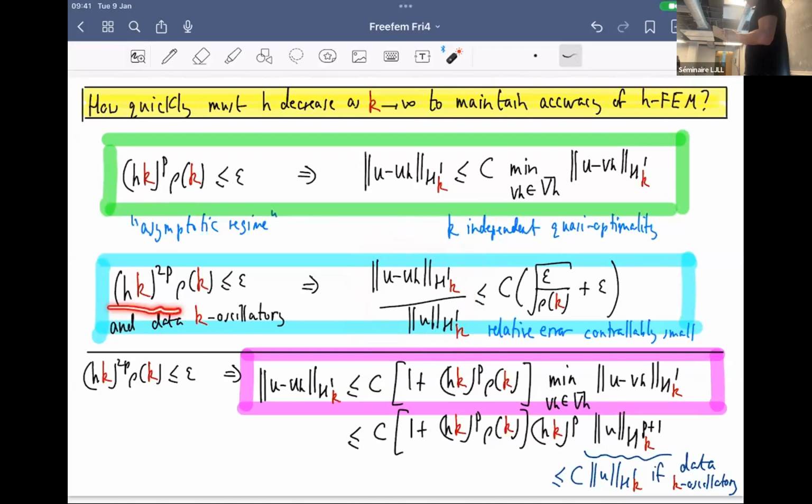You need that hk to the 2p times rho of k is sufficiently small, and I should say that, of course, here you also need that the data is k-oscillatory, right? You need your data to be some sort of physical data coming from a scattering problem. I mean, this is not a controversial requirement.